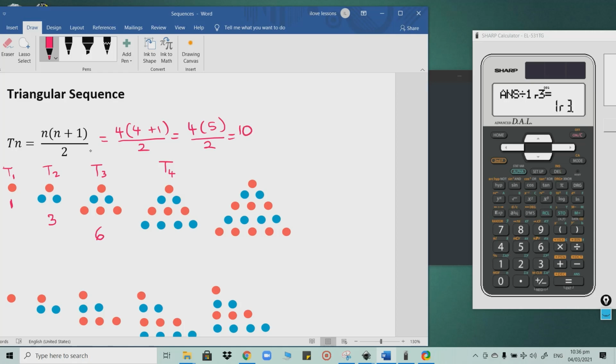Let's see if we're correct. 1, 2, 3, 4, 5, 6, 7, 8, 9, and 10. So we are correct. If we wanted to find T5, like how many circles it had here, let's go back and use this formula. T5 is equal to, well, we are assuming n is 5 because it's the fifth term. 5 plus 1 divided by 2. 5 plus 1 is 6. 6 times 5 is 30. 30 divided by 2 is 15. Let's see if we're correct. 1, 2, 3, 4, 5, 6, 7, 8, 9, 10, 11, 12, 13, 14, 15. So that's a triangular sequence.